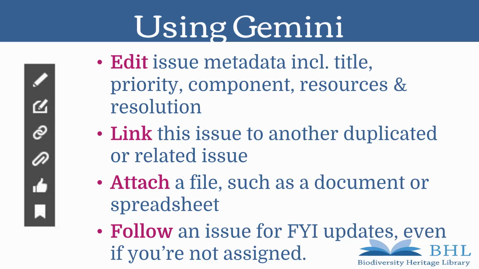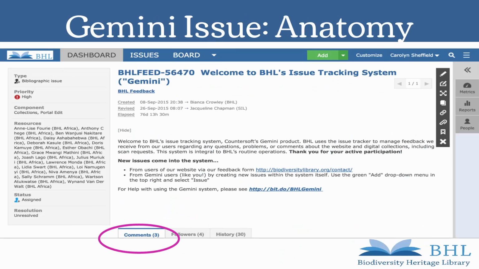The second edit button is how you change the summary part of the issue. The third button allows you to link to other issues within Gemini that are related or duplicates. The fourth button allows you to upload directly from your computer. We don't use the vote button. The last button allows you to follow the issue even if you are not assigned to the issue. Below the summary box, we have 3 tabs: Comments, Followers, and History.